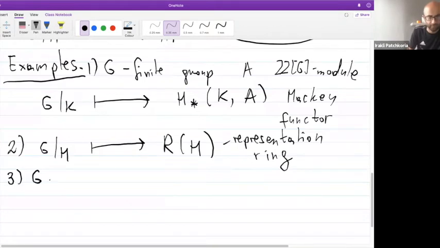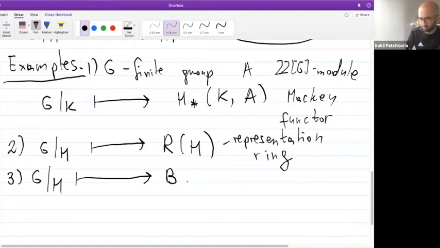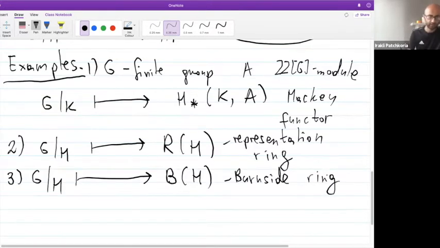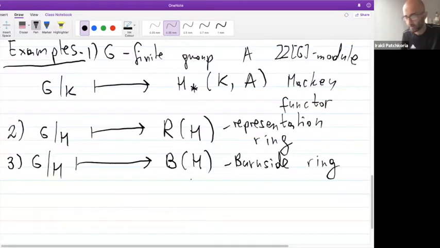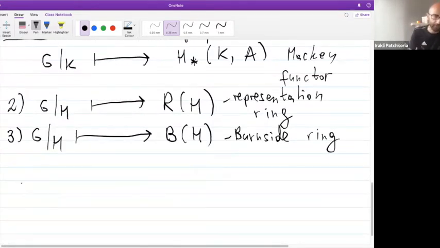Third example, very similar to this, is something Mackey also probably considered originally. I will denote this by BH, even though this thing is denoted mostly by AH, but I have too many A's in this talk, so I need to choose a different letter. This is the Burnside ring Mackey functor. It assigns to every G mod H the group of finite H-sets with respect to disjoint union. If you don't know what it is, it's a combinatorial version of the representation ring, which you probably know. Now, the fourth example is more serious, a fancier example.